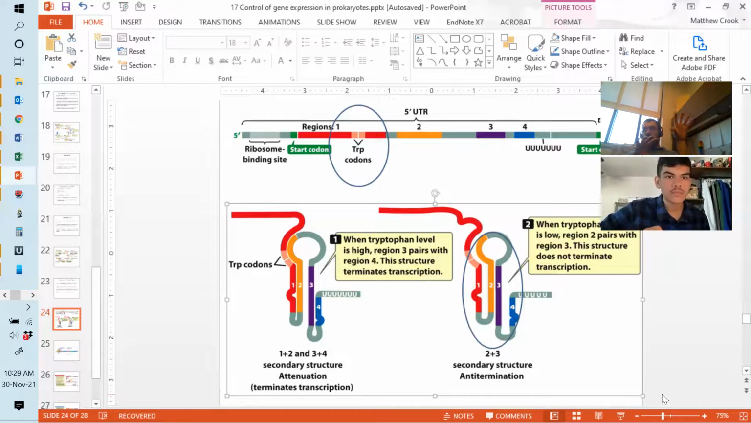So the ribosome travels in to region 2, right? So is region 2 available to pair with region 3 when region 3 is made? No. Okay. So translation continues and transcription continues. So if region 2 isn't available, what's going to happen when region 4 is transcribed? It's going to bind with 3.